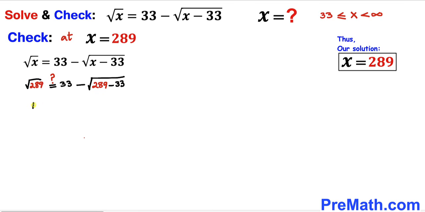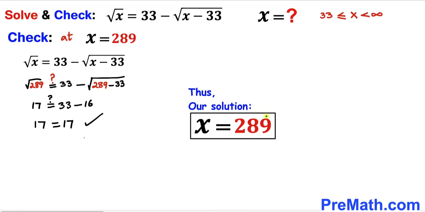So therefore we can write 17 is it equal to 33 minus 16. And now we can see 33 minus 16 is 17. So therefore we can see 17 turns out to be equal to 17, and we checked our answer. So thus we conclude that x equals to 289 is our only solution.